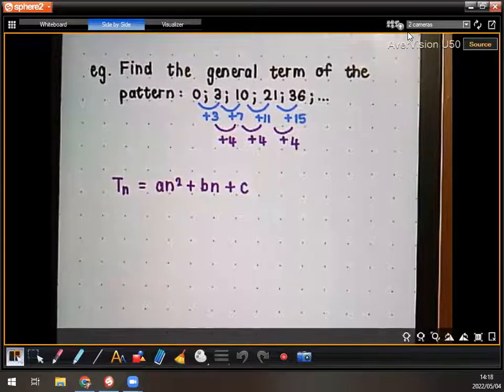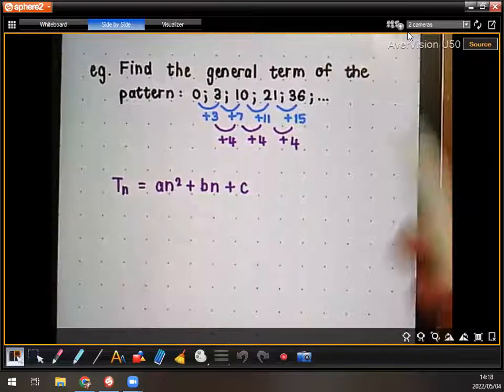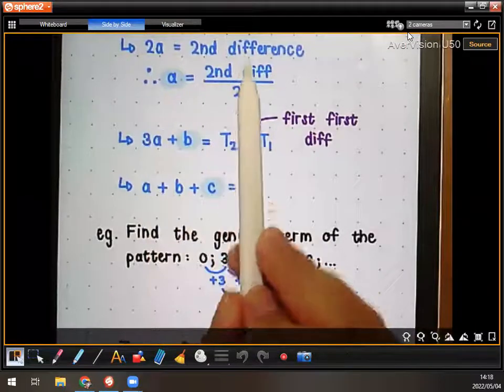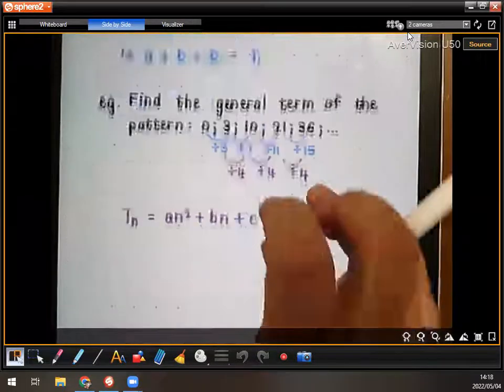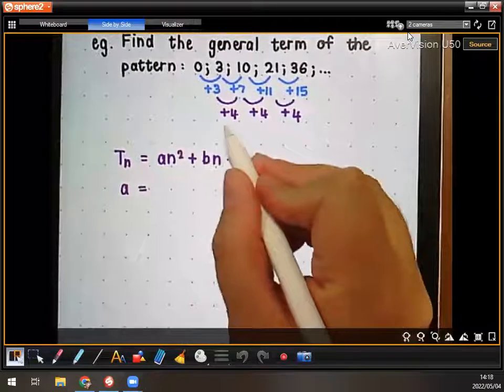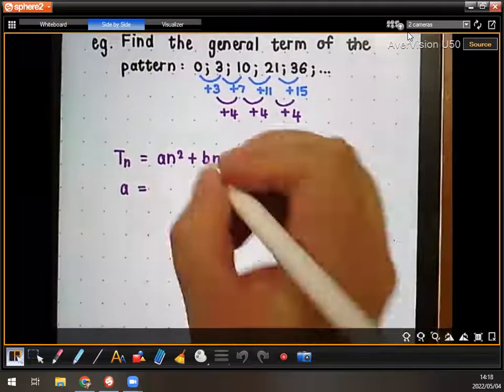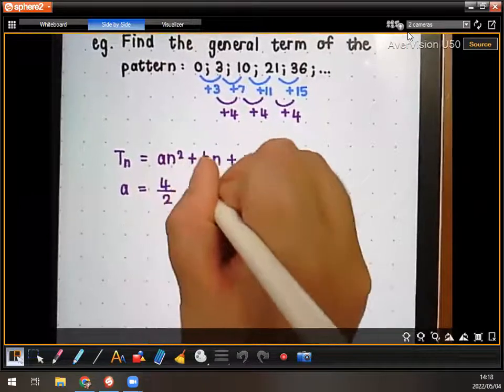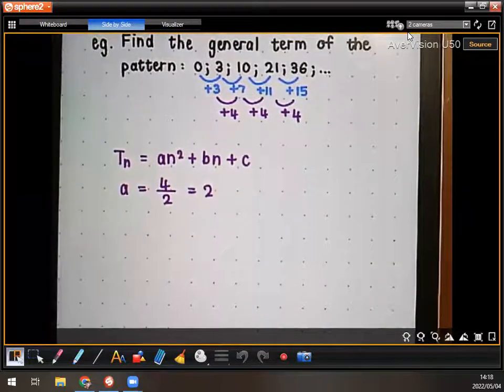Now we're going to calculate A, then we're going to calculate B, then we're going to calculate C, and then we're going to write our Tn out, filling in those values that we found. Okay, to find A, what is the formula that we wrote down? A is the second difference divided by 2. So A is, the second difference is 4. A is 4 divided by 2. So my A value is 2.